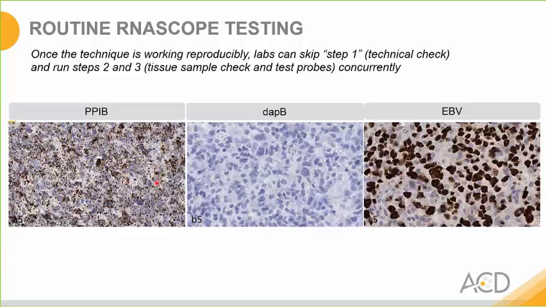In this experiment, you can see that obviously the RNA is intact, as indicated by the strong staining with the housekeeping positive control probe, PPID.